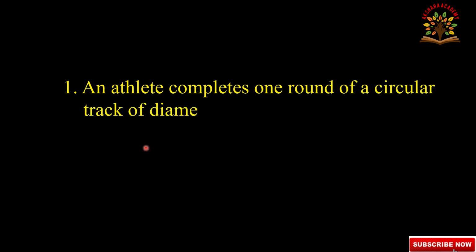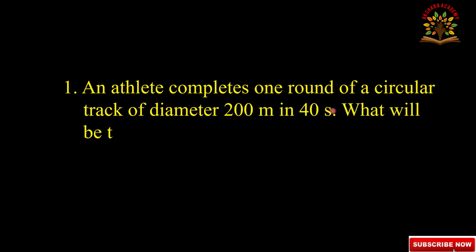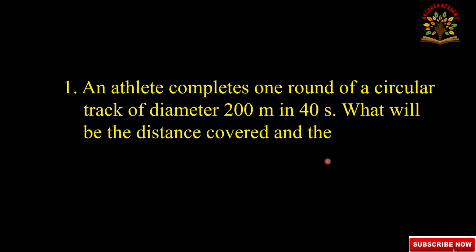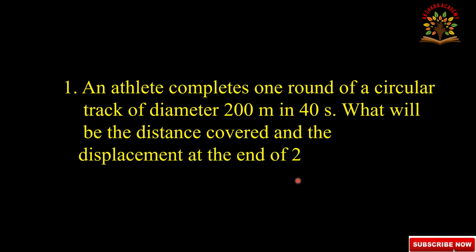An athlete completes one round of a circular track of diameter 200 meters in 40 seconds. What will be the distance covered and the displacement at the end of 2 minutes 20 seconds? This is the question. In this question they are asking that we have to find out distance covered and displacement at the end of 2 minutes 20 seconds.